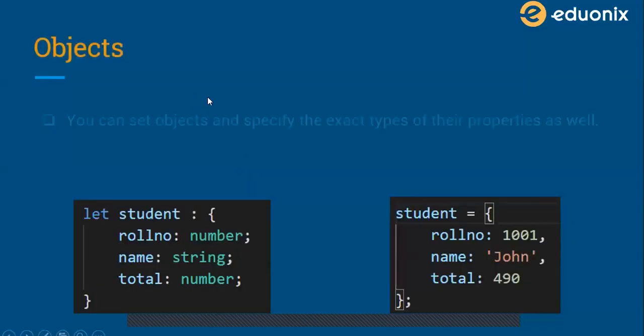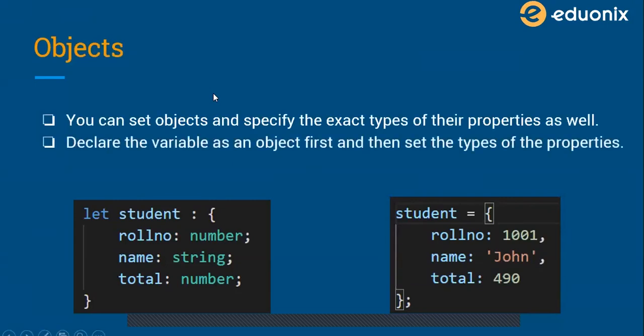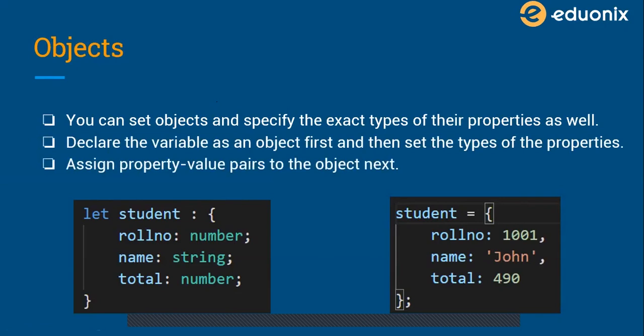Okay, next let's look at objects. If you know JavaScript, you already know about objects, and in TypeScript as well, you can create objects and you can specify the type of the objects and the type of the property. So you can specify that the variable is supposed to be an object, and you can specify the types of each of those properties as well. Then later you can just assign property value pairs.